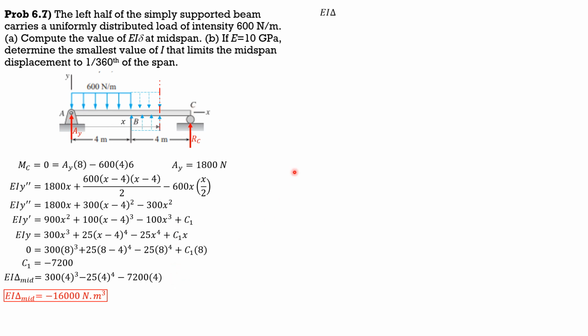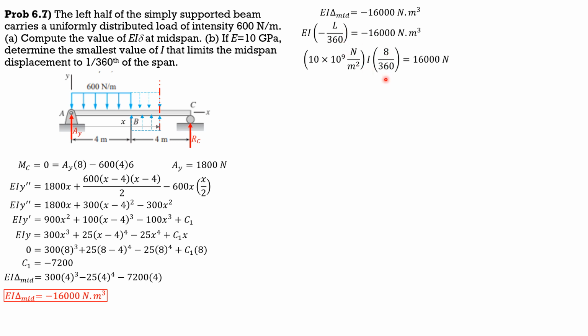Then for part B, EI delta midspan equals negative 16,000 Newton meter cubed. So E is 10 times 10 to the 9 pascals. So EI times negative L over 360, because this deflection is downward, of course, equals negative 16,000. So cancel out the negative sign. Substitute the value of E, which is 10 times 10 to the 9 Newton per meter squared, times I in meter to the fourth, times L, which is 8 over 360 meter, equals 16,000 Newton meter cubed.